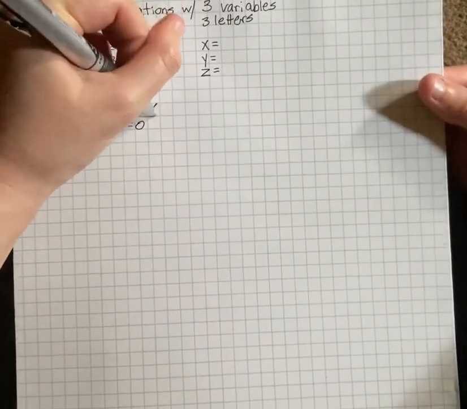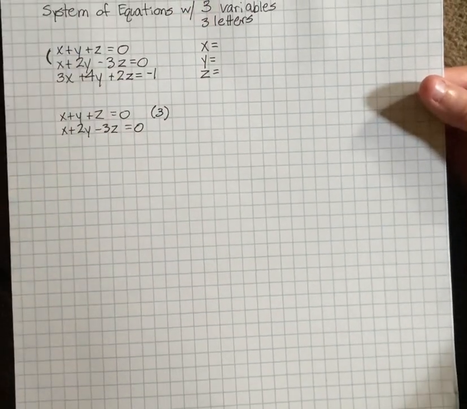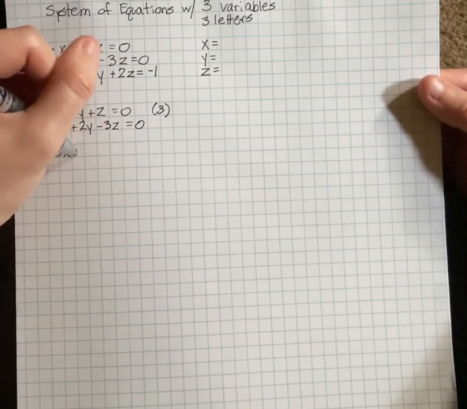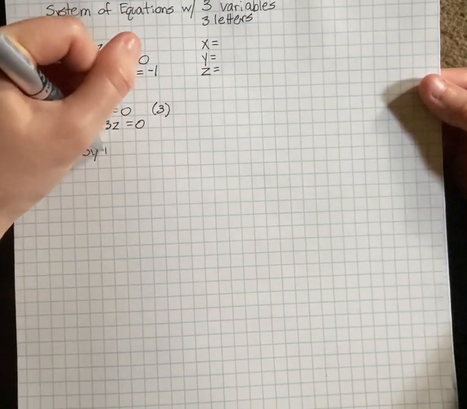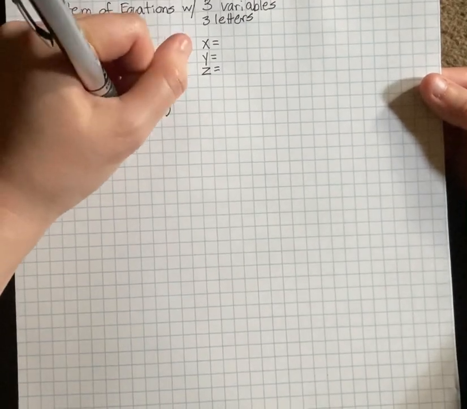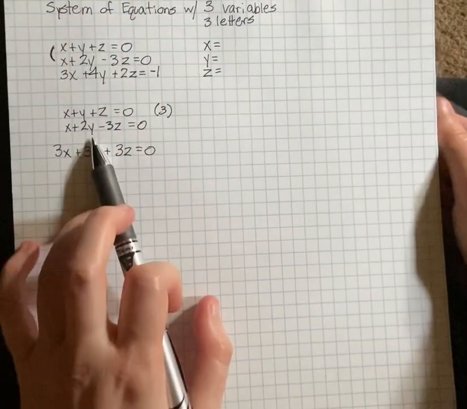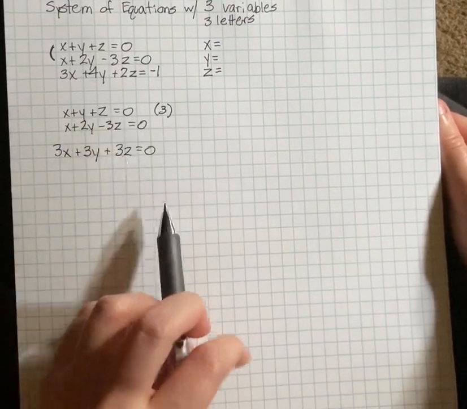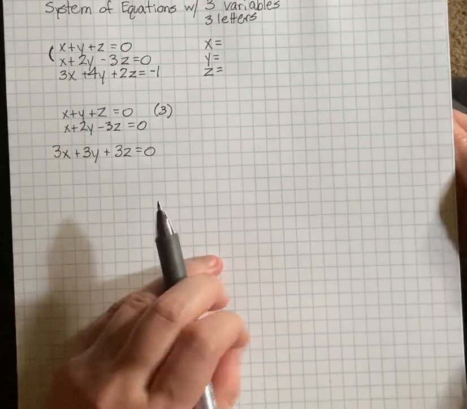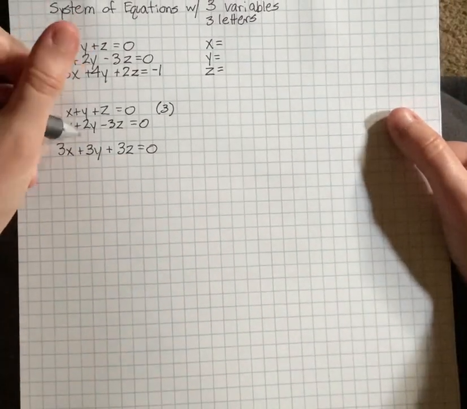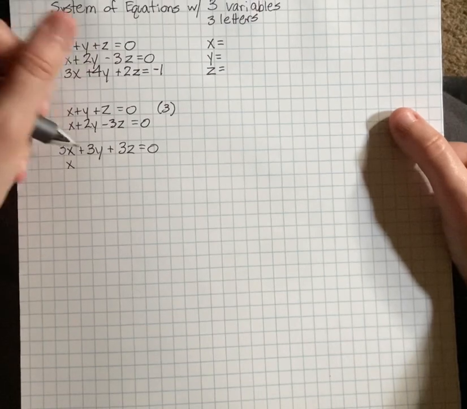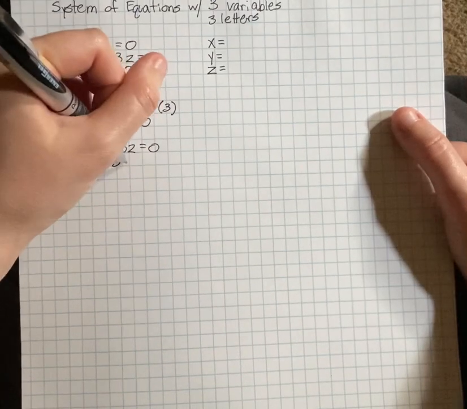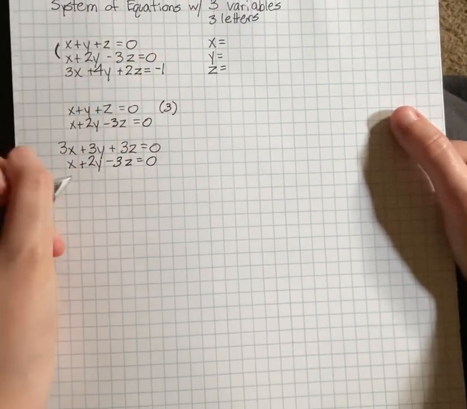So all I'm going to do is multiply this top equation by 3. That gets me 3x plus 3y plus 3z equals 0. That's the distributive property. 3 times x gets you 3x, 3 times y gets you 3y, 3 times z gets you 3z, and anything times 0 is still 0. So yay for zeros, they're easy. And I'm just going to rewrite my bottom equation because I didn't do anything to it. So I've got x plus 2y minus 3z equals 0.